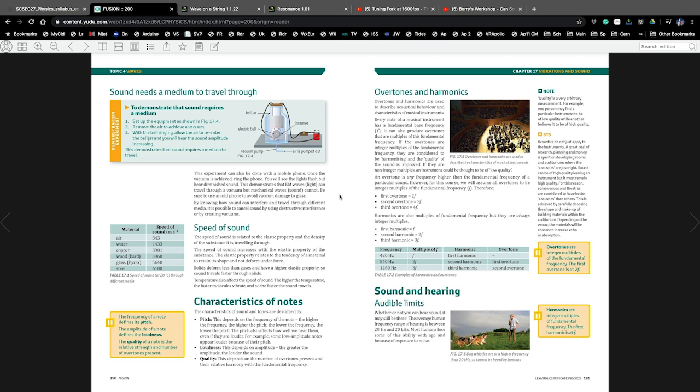And again, that experiment is described in your own book on the top of page 190. And yes, you can look up YouTube and find some other videos and better videos of that. We talked about the speed of sound already. It travels at different speeds in different materials. And we'll have a look at the characteristics of a note next.